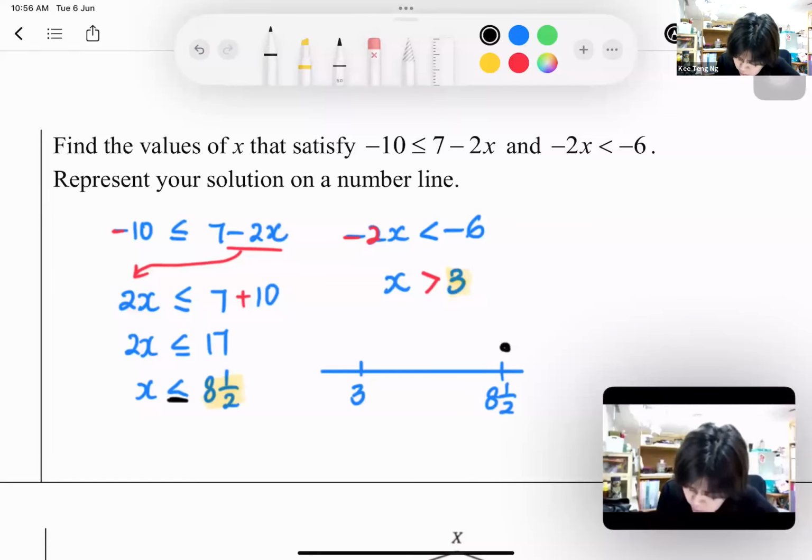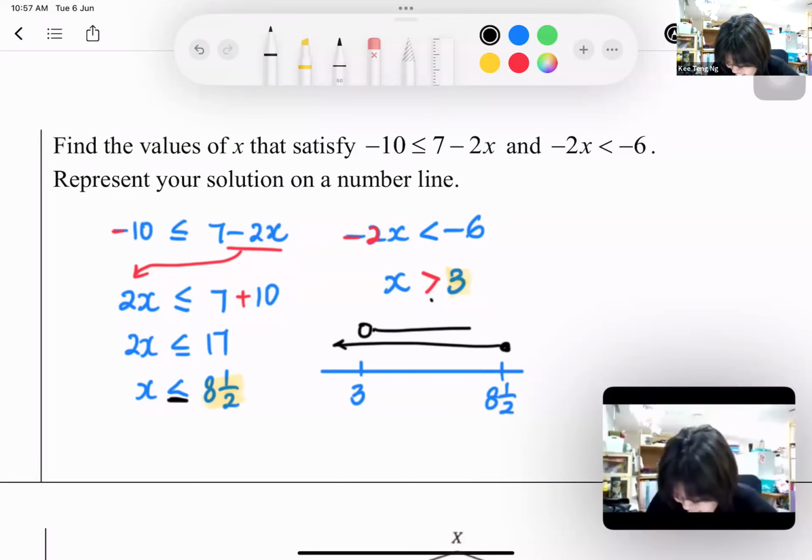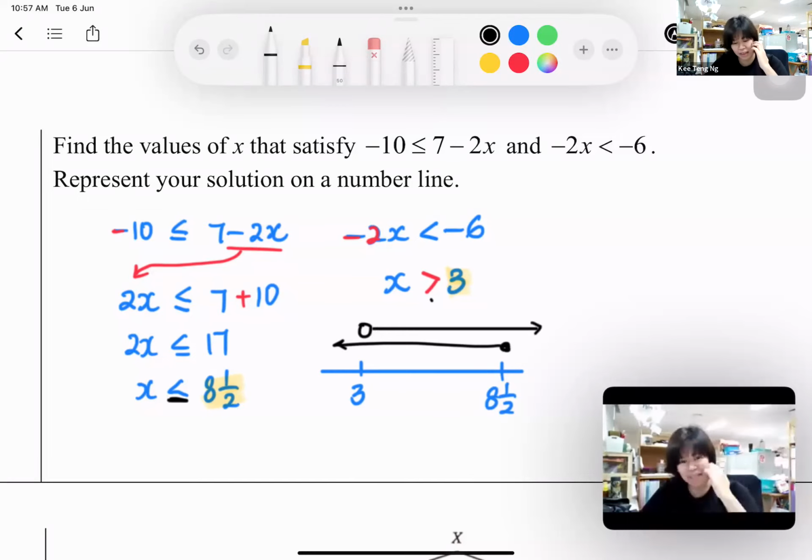A solid circle. It means I can include the number 8.5, right? Then next one, x greater than 3, empty or solid circle? Empty circle. Thank you, Kaushik. Okay, now I've drawn x greater than 3. Where is the portion that satisfies both inequalities? Where's the portion that overlaps?